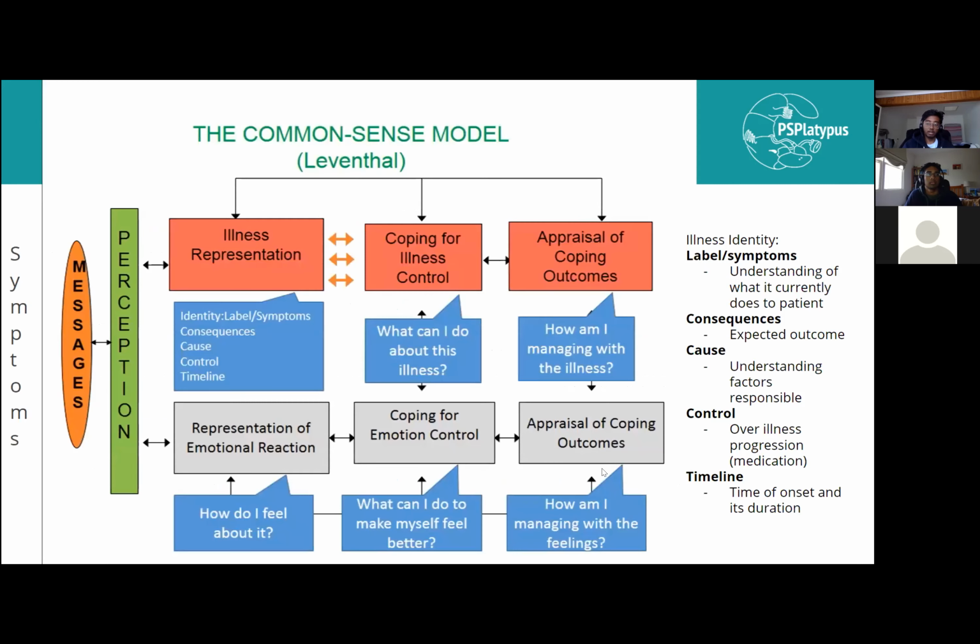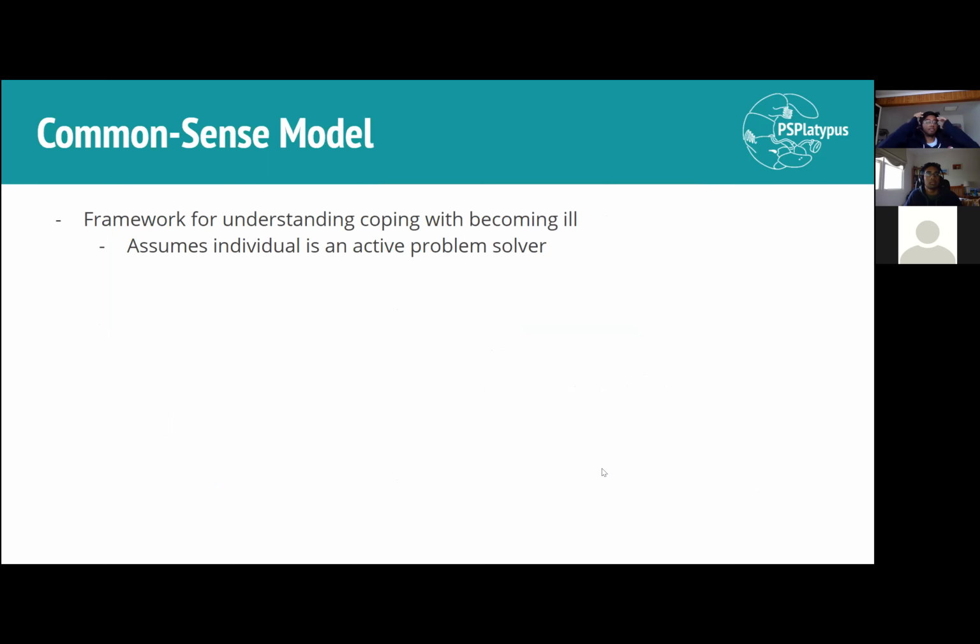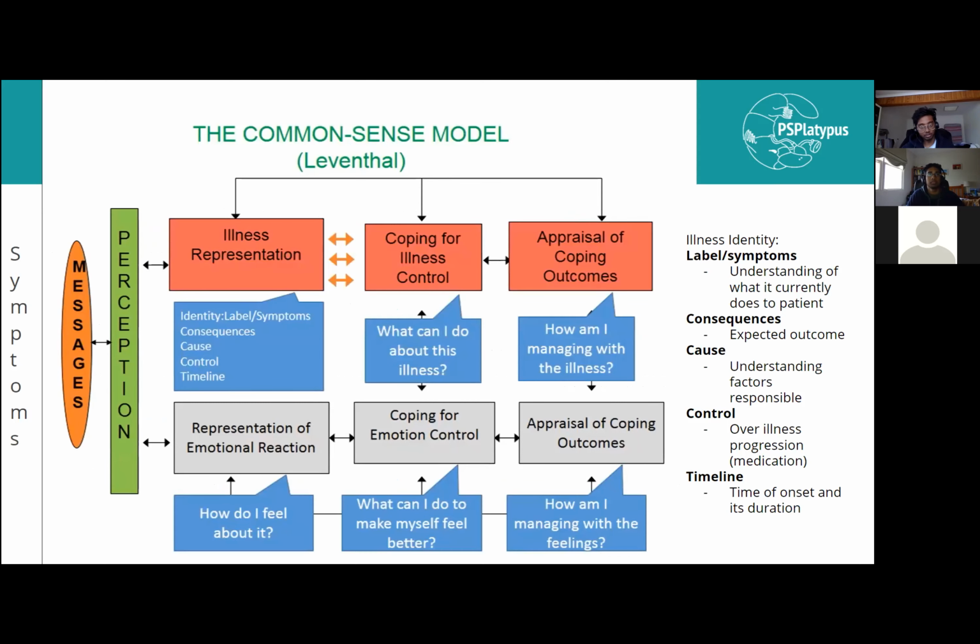All right, so this is one more model called the common sense model. And this is a framework of understanding how people cope with becoming ill. One thing is that it assumes that the individual is an active problem solver. And it looks a little bit like this. So you have symptoms on the left-hand side. Those are the messages, which are then perceived.